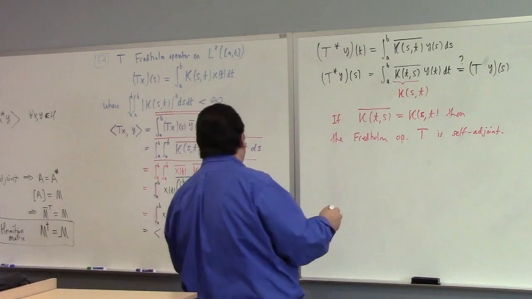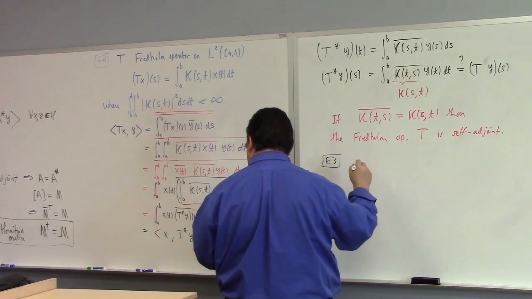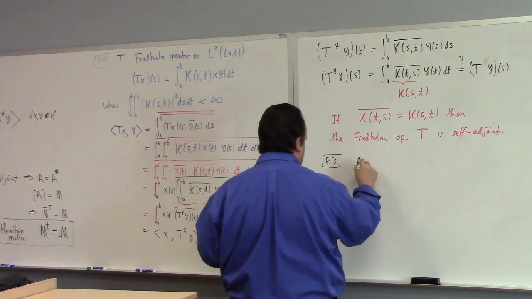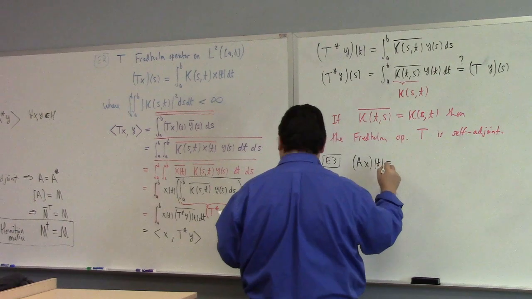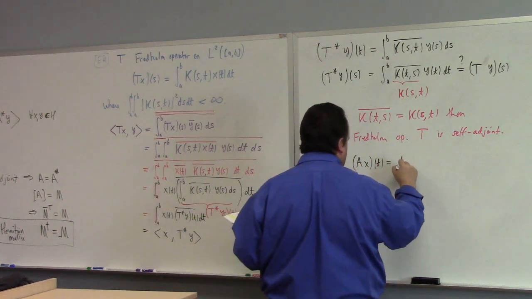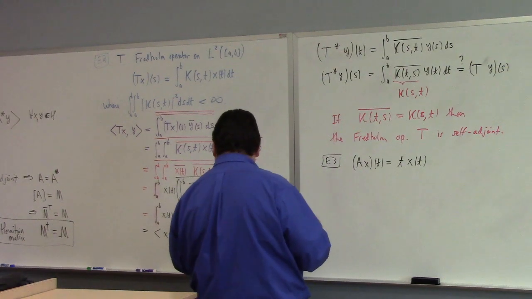Okay, anyway, so his next example, which I will try to go quickly through, is this. He has A x of t equals t times x of t. So just multiplication by t.